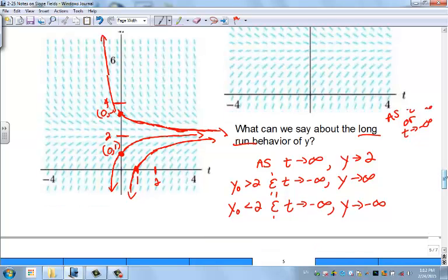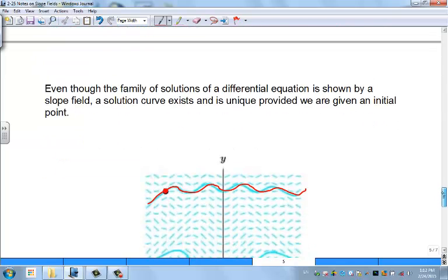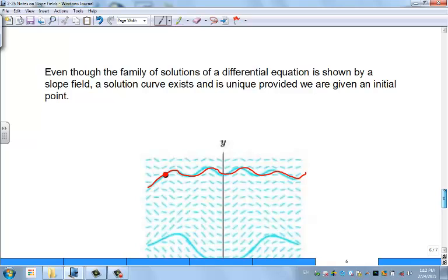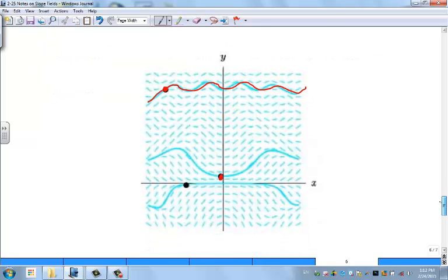Going to the next page, just some more examples of slope fields. Even though the family of solutions for a differential equation is shown by a slope field, a solution curve exists and is unique provided we're given an initial point. So in this one, again, you just follow the path that is given you.